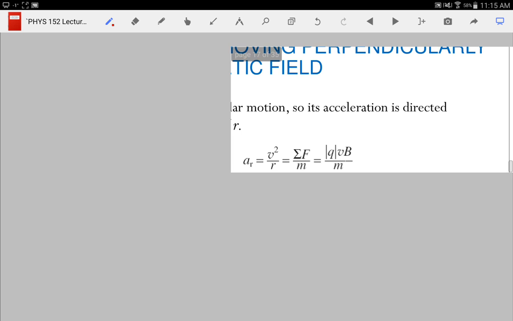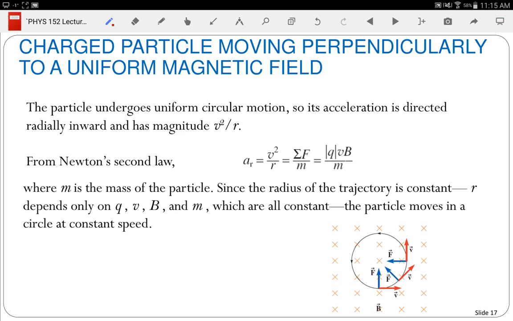And that brings us a whole slew of applications. So first we'll start with that circular motion. If I have a charge with speed v, moving in a magnetic field B that's perpendicular, then the magnitude of the force is QVB.